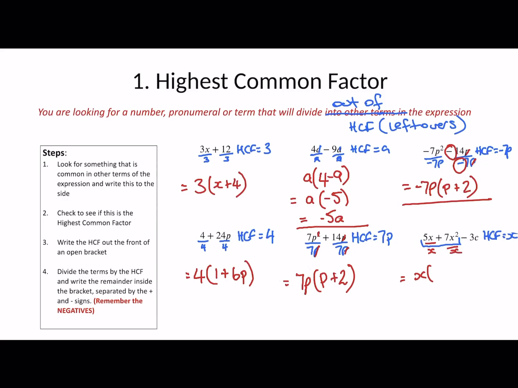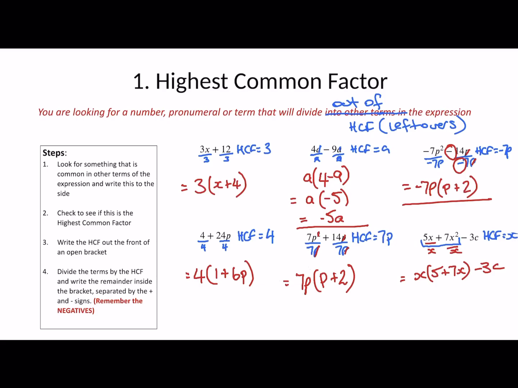So 5x divided by x is 5 plus, now the 7 comes down and we've gotten rid of one of those x's, so it's 7x. What do we do with that minus 3? It just stays on the end. There's nothing we can do with it because it's not an x, and the 3, 5 and 7 don't factor out either. So hopefully that'll get you going on the highest common factor.